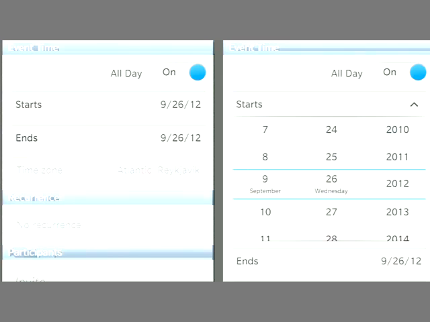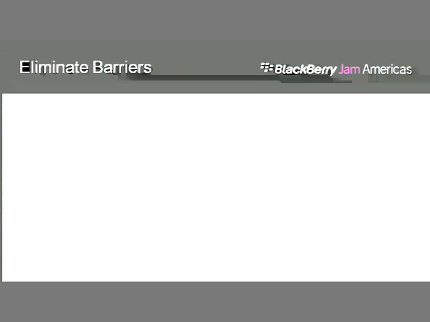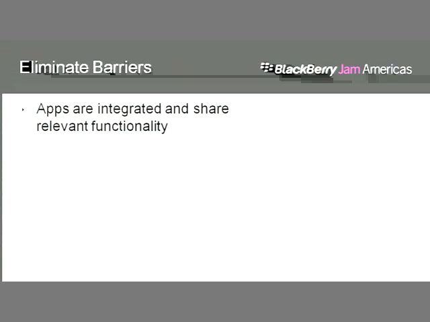And to wrap up this point around eliminating barriers, something to keep in mind is that on the BB10 platform, apps are integrated and share relevant functionality. So Anders will talk about cards. I think there's already been some talk about cards today. That's one easy way for you to develop, as well as a user benefit of sharing functionality across apps with cards.